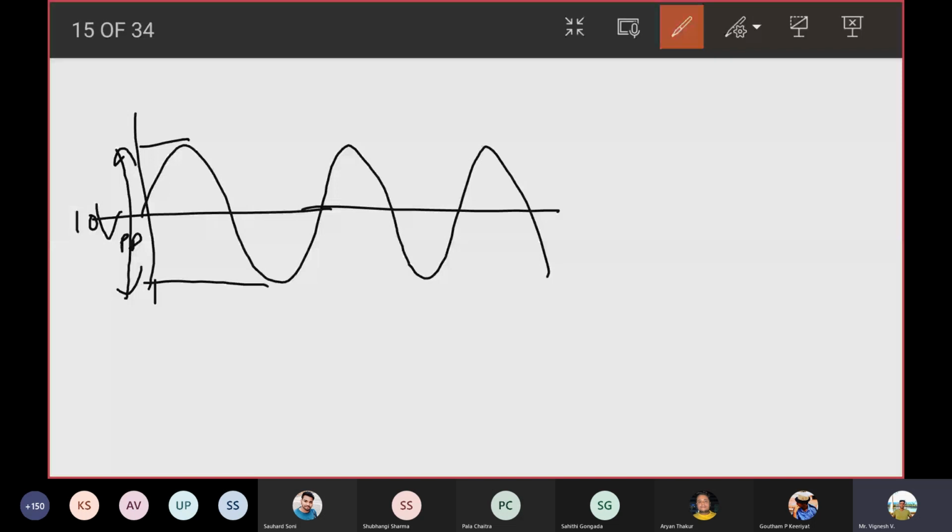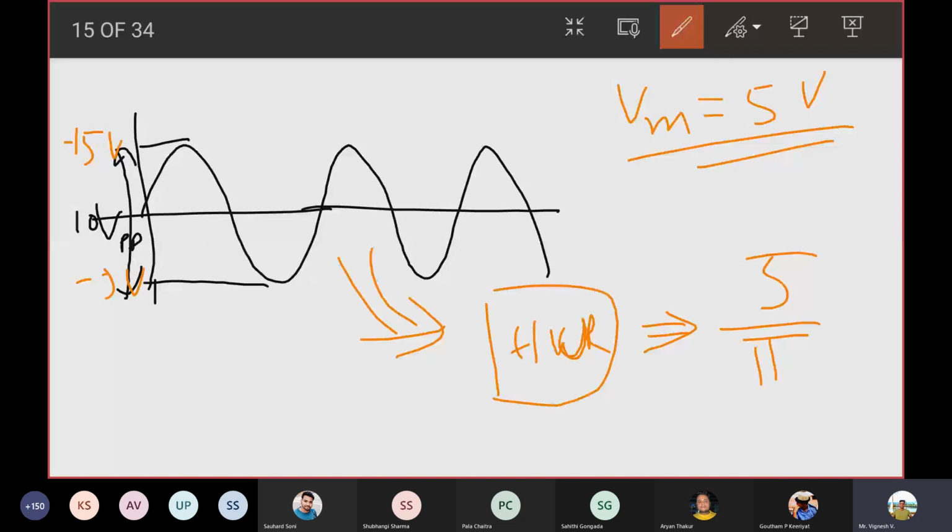And pi is not 180 degrees, okay? When you're entering it into your calculator, you have to ensure that it is in radians. All right, this is the average value of your half wave rectifier. How much is 5 by pi? 1.59.